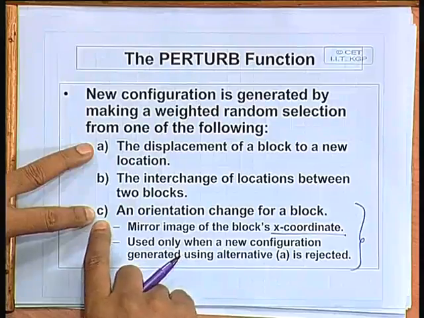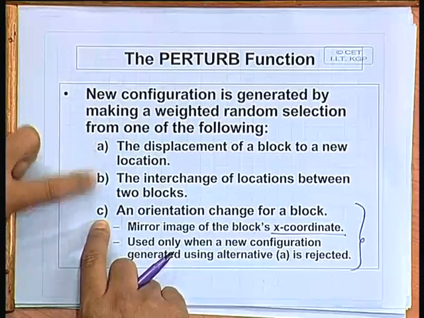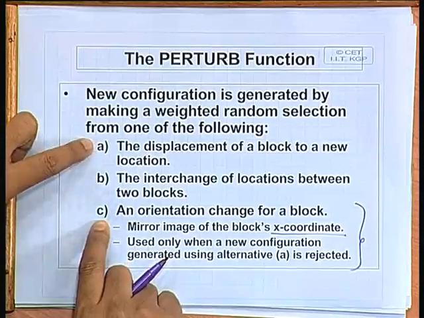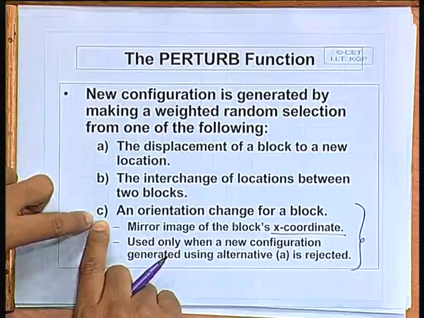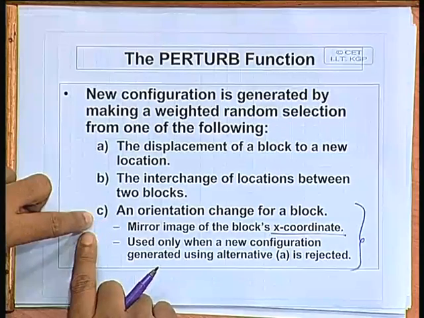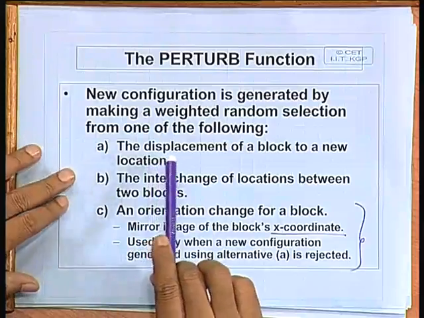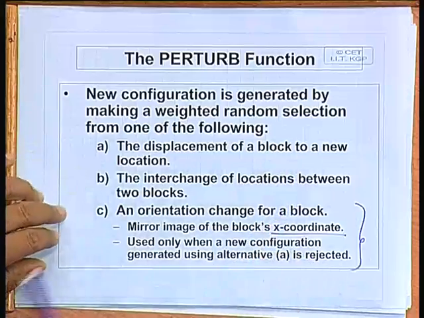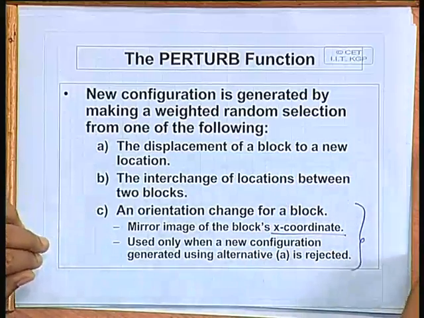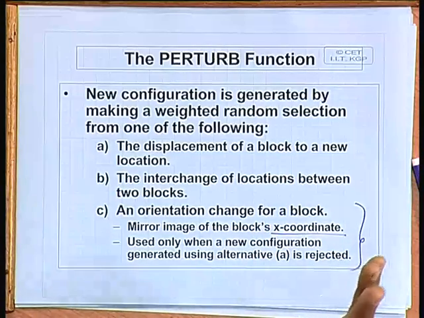So, C was not an independent choice, you first apply A or B. If A gets rejected, then you may apply C, right. Okay, now one thing to note out here is that, when you are talking about displacement of a block to a new location or interchange of two blocks, a feasible or valid placement will be one where obviously no two blocks overlap.